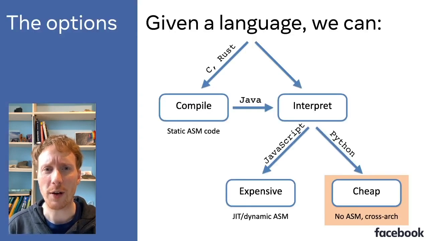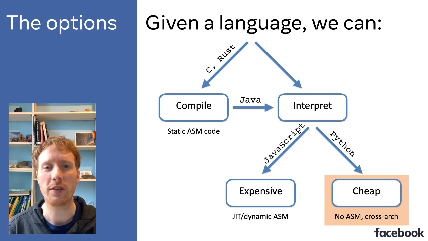So, if we want to evaluate a language, how do we proceed? Well, for languages like C and Rust, we'll often compile them, producing static assembly code in advance that we then run at runtime. For more dynamic languages, like JavaScript or Python, we'll often interpret them. And within the concept of interpretation, there tend to be two broad approaches. For languages like JavaScript, which are executed very heavily, there's a lot of expensive operations performed in order to get the absolute maximum runtime performance.